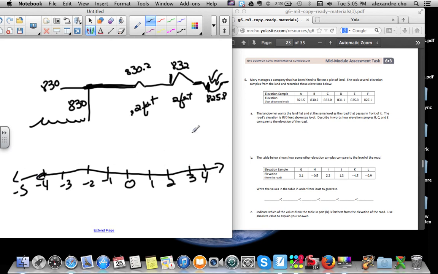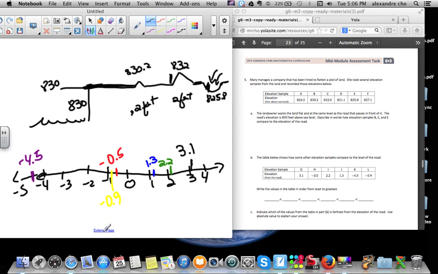So 3.1 will be right here. 0.5 negative is right here. Then 2.2 would be about here, a little bit bigger than 2. Then you have 1.3, just a little bit above 1. And then you have negative 4.5, so you're taking negative 4.5 spaces back, all the way back. And negative 0.9, a little bit less right here. Alright, so now you have them in order.